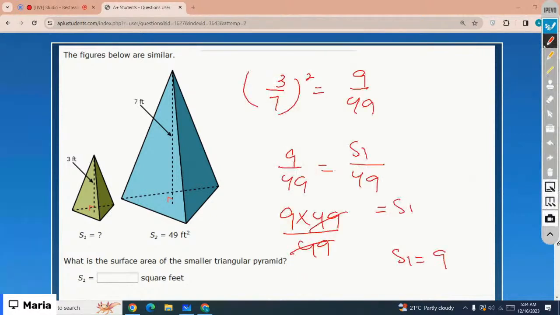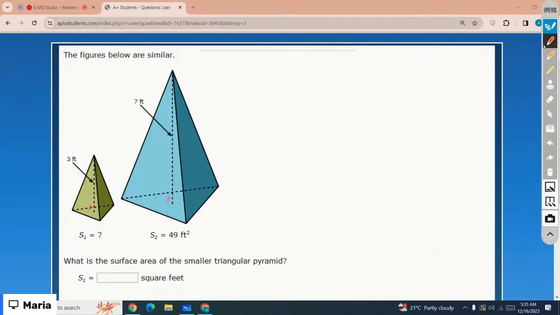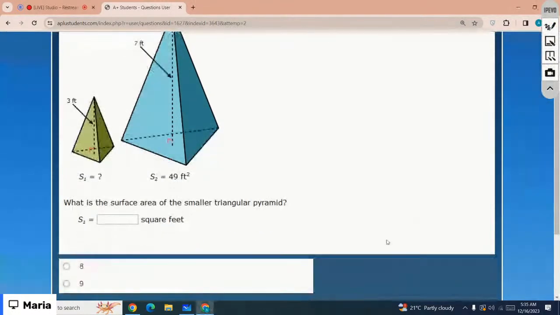Basically, you need the surface area of the smaller one. So whenever we need to calculate the surface areas, we need to calculate the squares of their corresponding sides, right? So the corresponding sides are 3 over 7. Just make a square and equate them with the corresponding surface areas, right? This way you can calculate the equation for the missing side. So the surface area of the smaller one is 9, right? The correct option is 9 square feet.